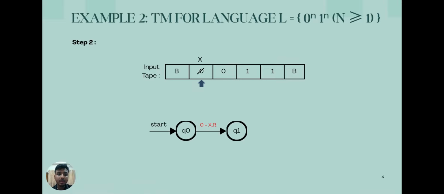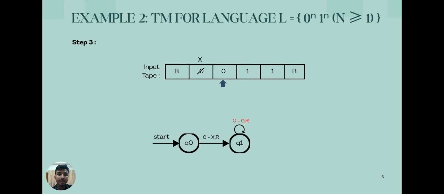In step 1, the head is at the first 0 and the machine is in state Q0. According to the transition rules, when Q0 reads 0, it replaces it with X and moves right, going to state Q1. X means this 0 is already processed. Now the machine is in state Q1. In Q1, when it reads another 0, it keeps it unchanged and moves right. This allows the machine to reach the first 1.